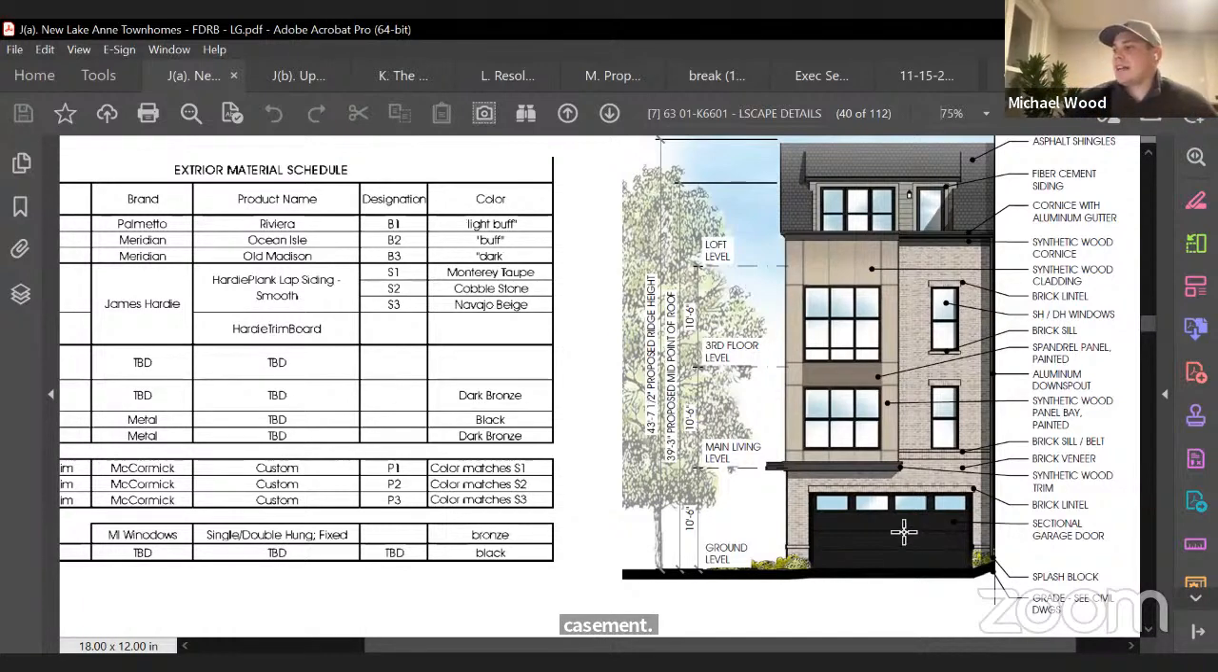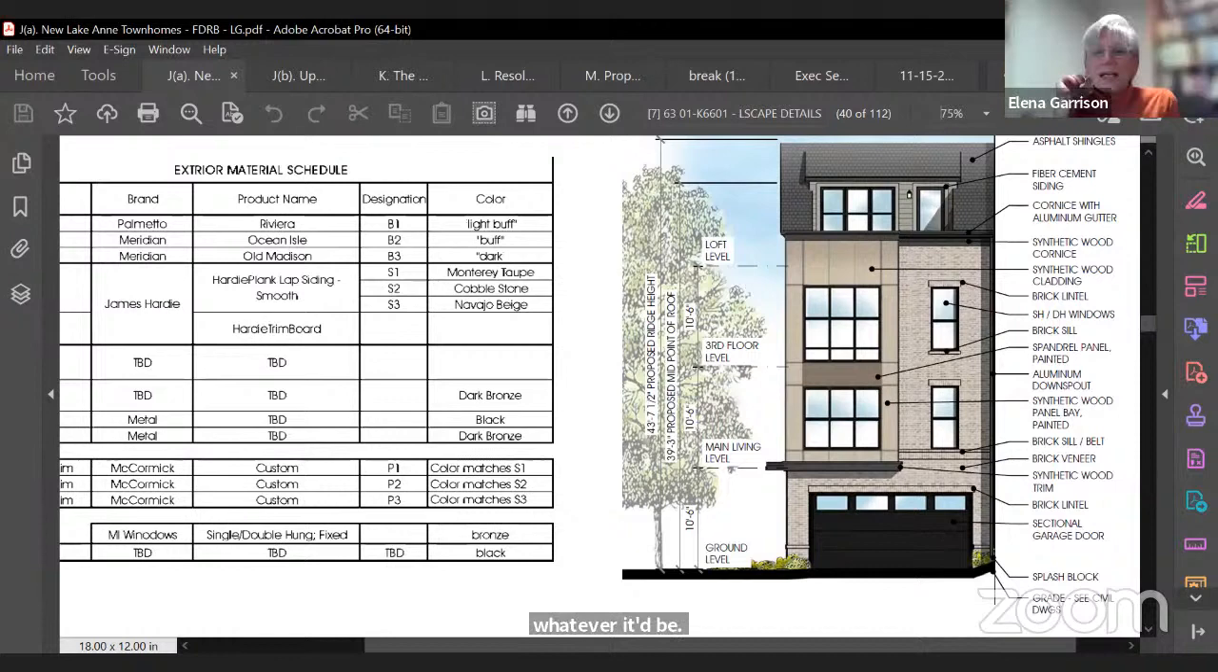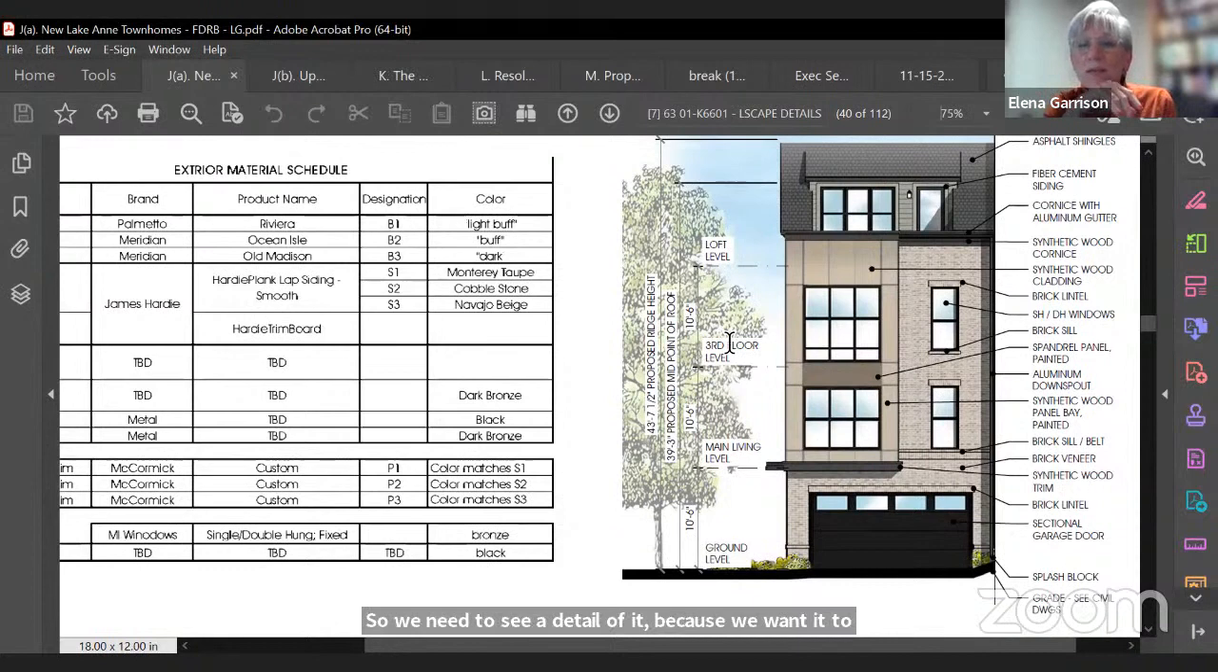And so that's where I'm... Yeah, I've got to agree with Michael. We need to see a detail of it because we want it to look like this, because a hung window generally has a heavier frame around it than what you're showing there. So yeah, we need to look at that.